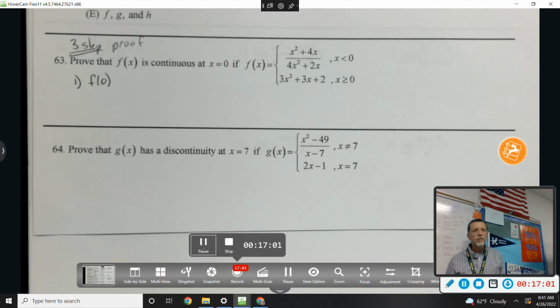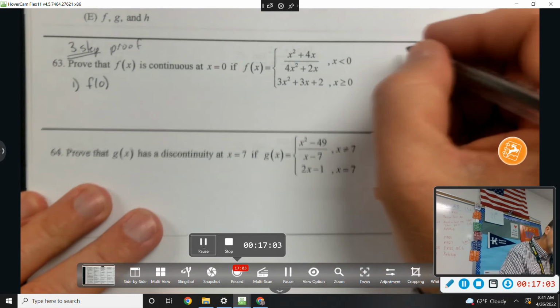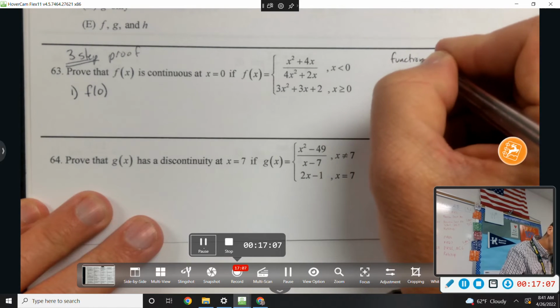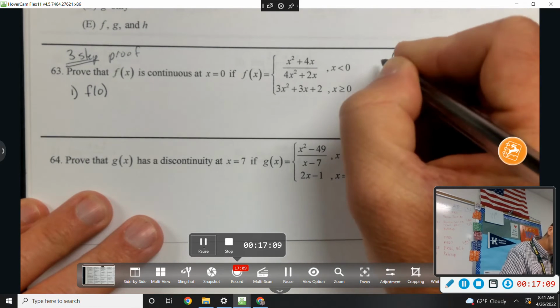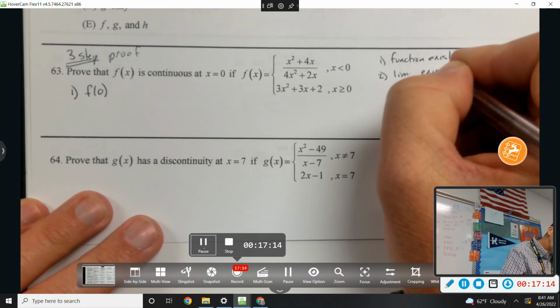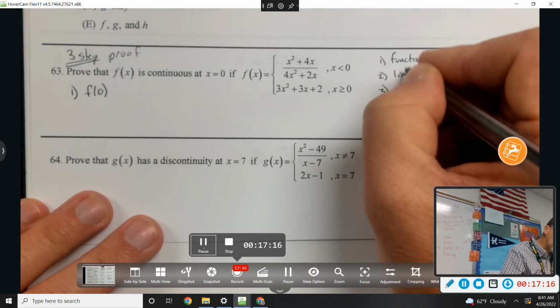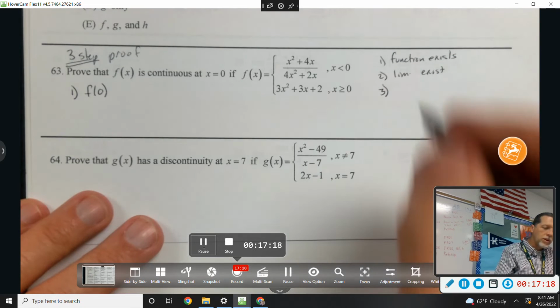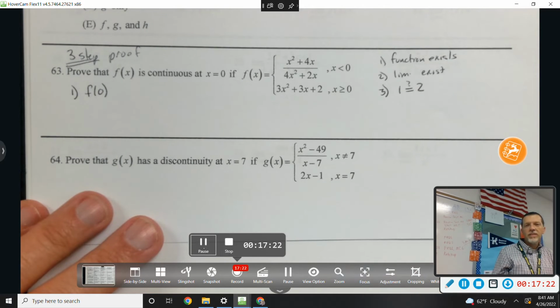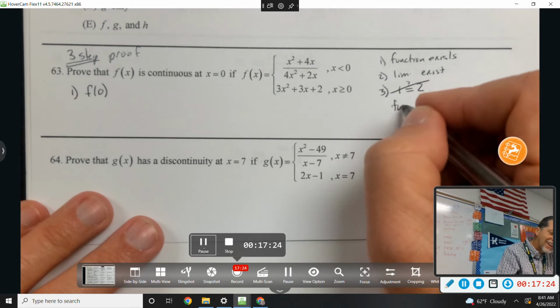So function exists is step 1. Figure out what the function is, figure out what the limit is, and then step 3 is really easy. It's just, does step 1 equal step 2? Well, that looks weird because 1 does not equal 2. Let me rewrite that: does the function equal the limit?